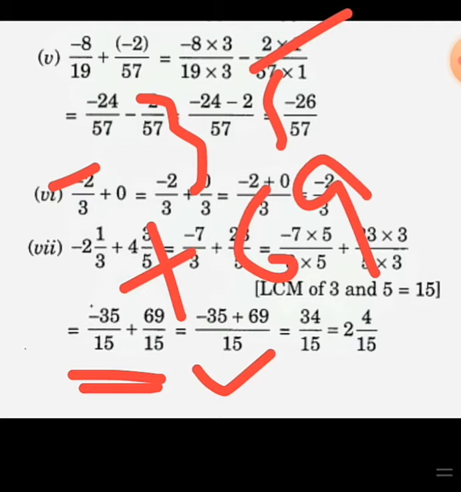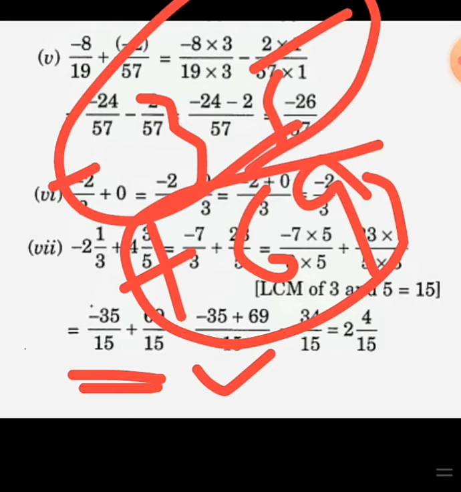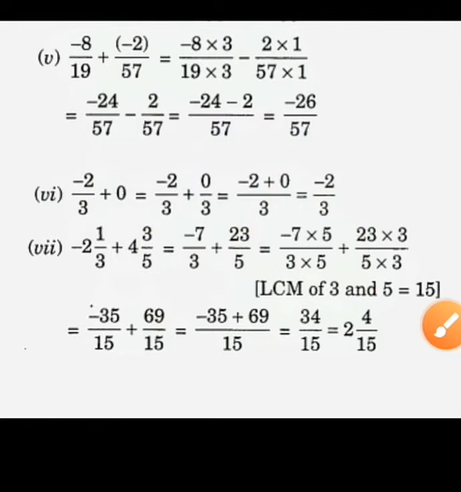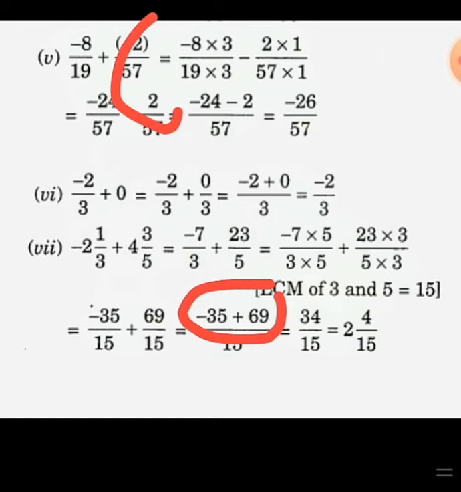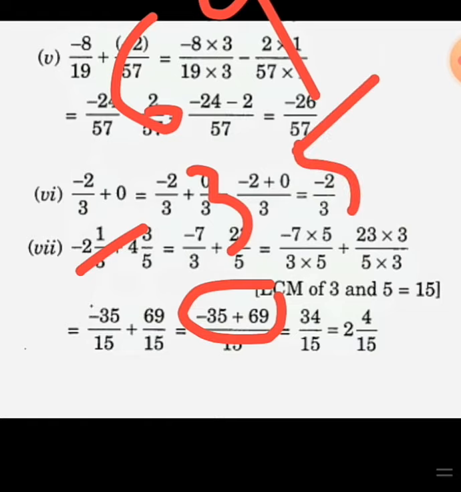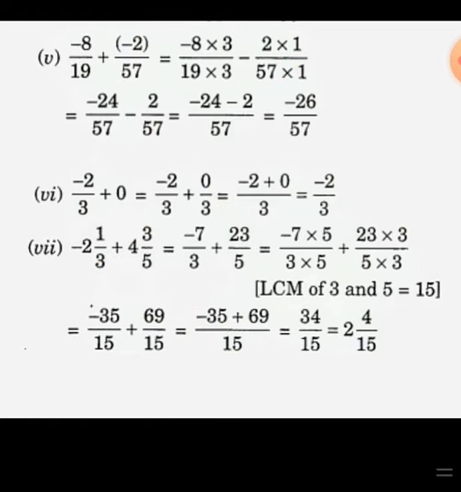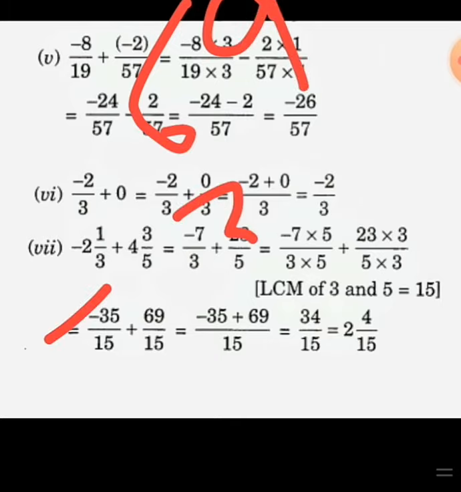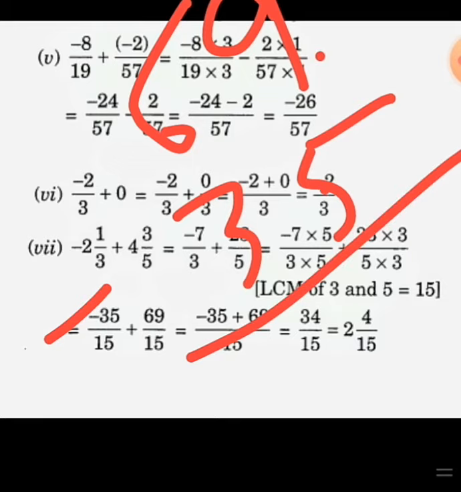I told you previously also that if one number is positive and the other number is negative, we will always do subtraction. You have to subtract, but the sign of the answer will be that of the greater number. That means from 69 you have to subtract 35. We are applying integer rules. We have done the chapter integers. So 69 minus 35. Okay, so 9 minus 5 is 4 and 6 minus 3 is 3. So 34 is our answer.